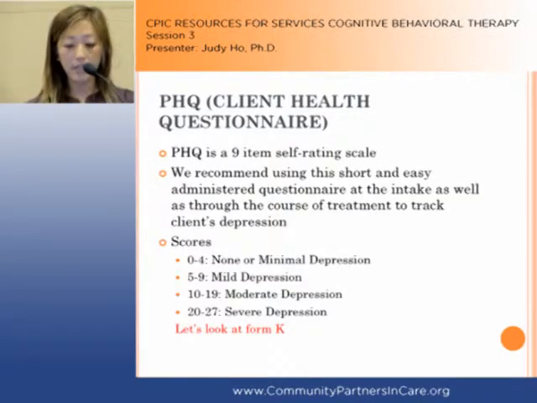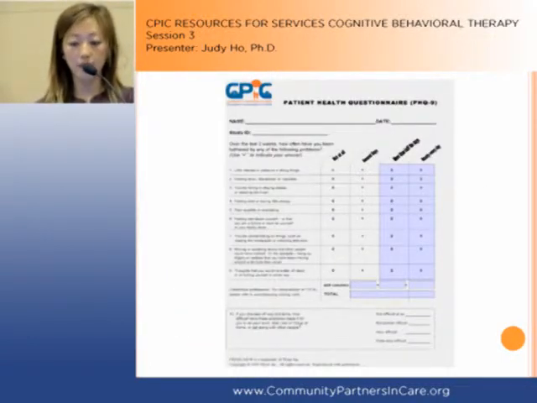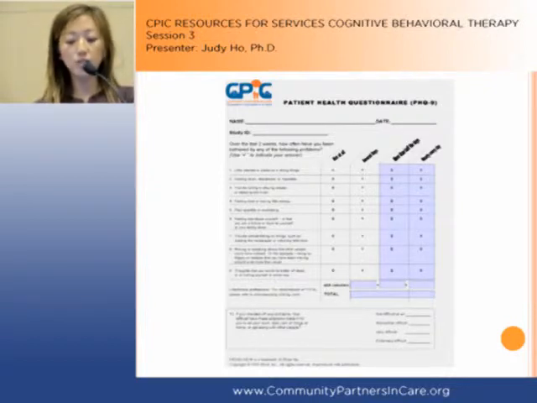Now let's take a look at the PHQ-9, which is Form K, the client health questionnaire. The PHQ-9 is a 9-item self-rating scale. We recommend using this short and easily administered questionnaire at the intake, as well as through the course of treatment to track the client's depression.